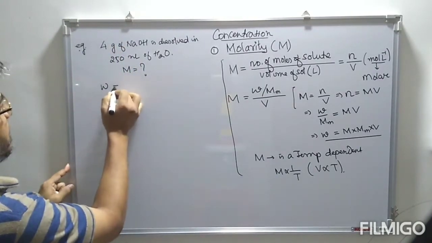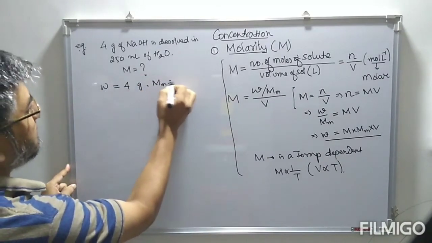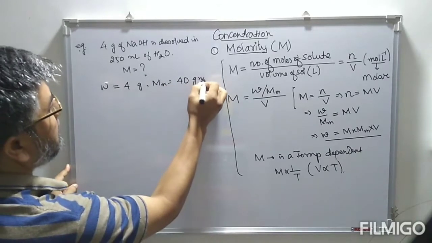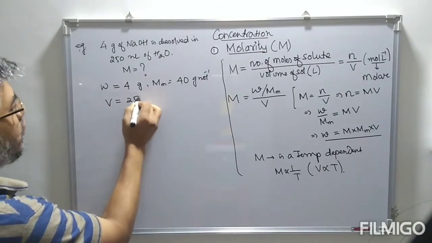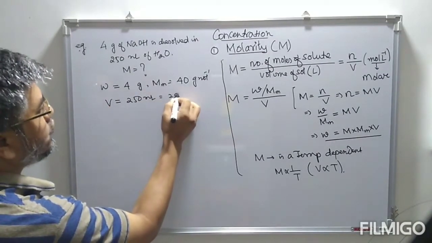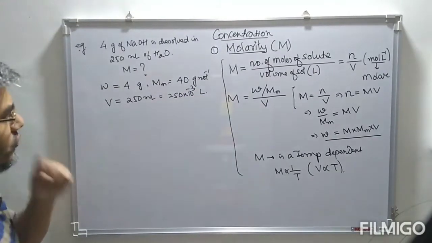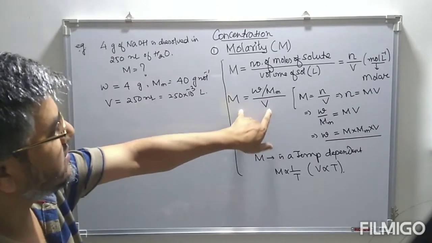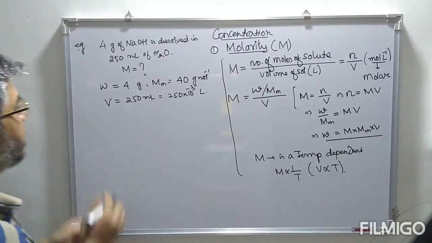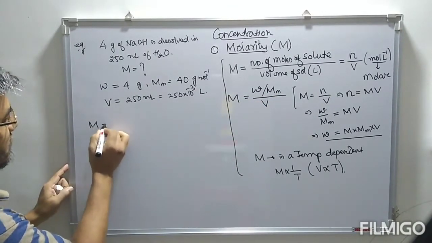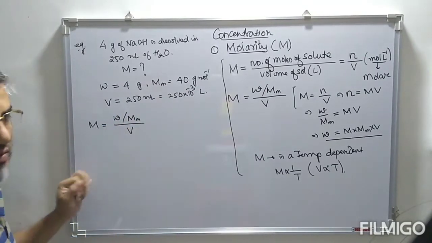Now the mass of sodium hydroxide is given as 4 gram. Its molar mass is 40 gram per mole. Total volume of solution is 250 ml. So this is 250 into 10 to the power minus 3 liter. Now we have this relationship: molarity is mass divided by molar mass divided by volume. So therefore, the molarity of the solution is W by molar mass divided by total volume of solution.